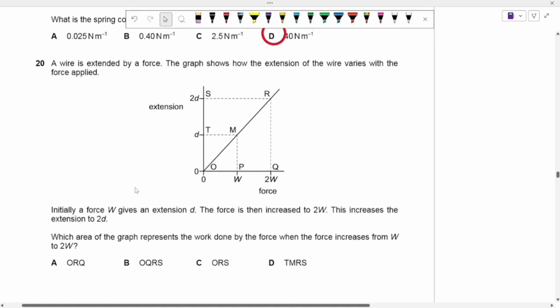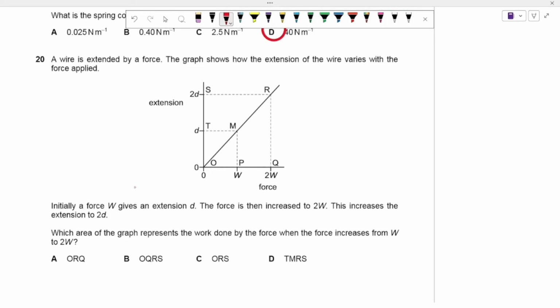A wire is extended by a force. The graph shows how the extension of the wire varies with the force that is applied. Initially, a force of W gives it an extension of D. The force is then increased to 2W. This increases the extension to 2D. So initially we have a force of W giving an extension of D, then a force of 2W giving an extension of 2D. Basically that's what's going on.